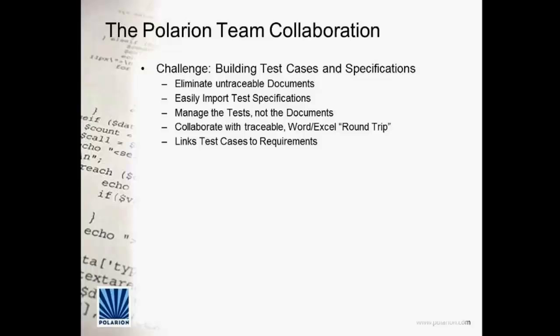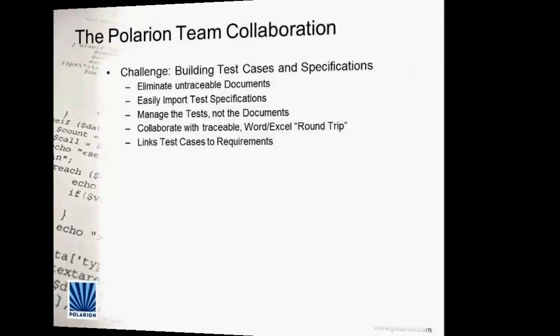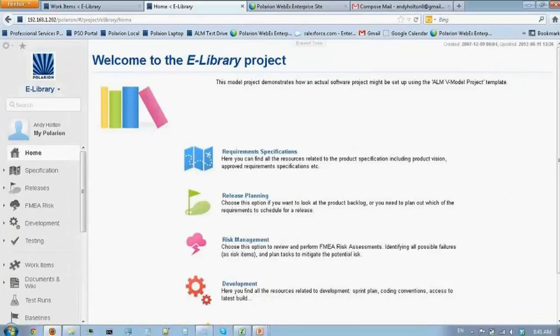The first challenge is building test cases and specifications. How to bring test cases into a system and eliminate all untraceable documents. Be able to manage not just the documents themselves, but the actual individual tests within each document. And how to provide traceability between test cases and work items, or test cases and business cases, and so forth. I would like to get into Polarion now.